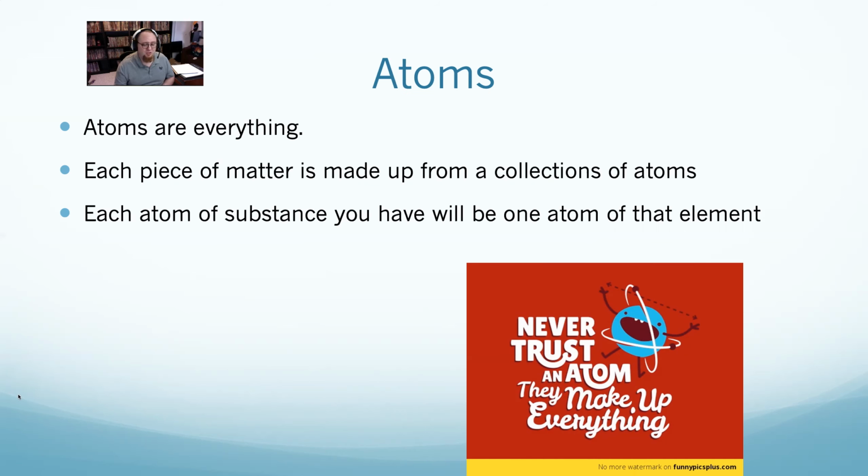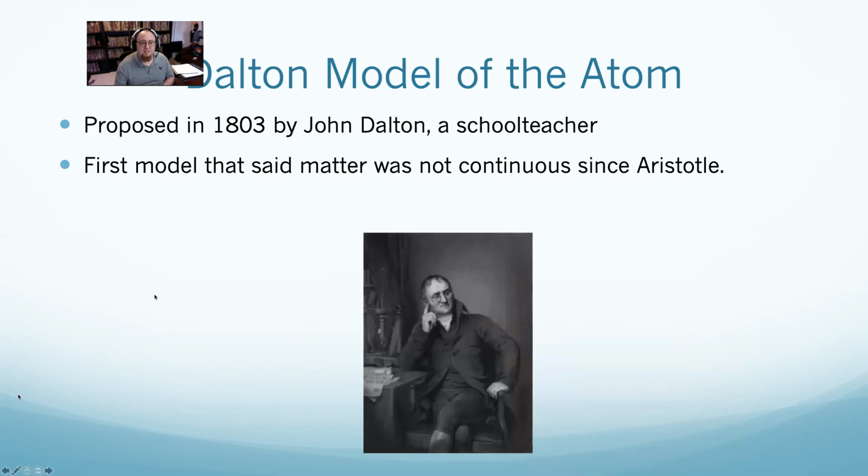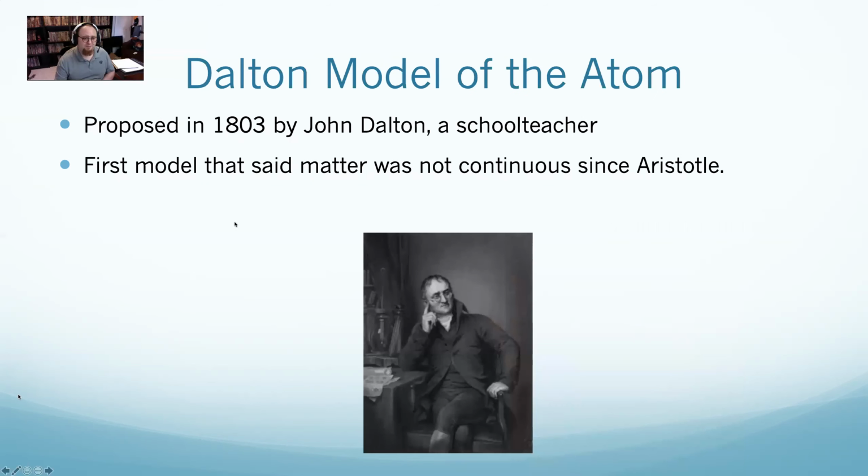But the first person to think that the atom exists was a man named John Dalton. In 1803, Dalton proposed that matter is not continuous. Before that, the ancient Greeks, Aristotle, thought everything was made up of four elements, earth, wind, water, fire, and Aristotle added ether. Earth, wind, water, fire, ether. That was the original thought of how matter could be made up, that then everyone kind of forgot and went to the idea that it's just continuous.